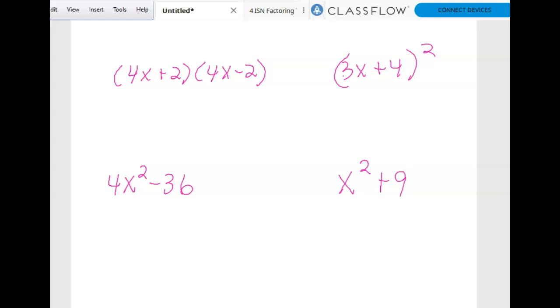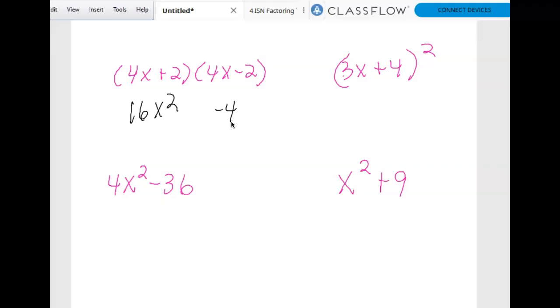Okay, so for the first one, we're just multiplying, right? So I'm taking 4x times 4x, and I get 16x squared. And then I take 2 times negative 2, which gives me negative 4. And what happens to the middle terms? They cancel out, so I get 16x squared minus 4.